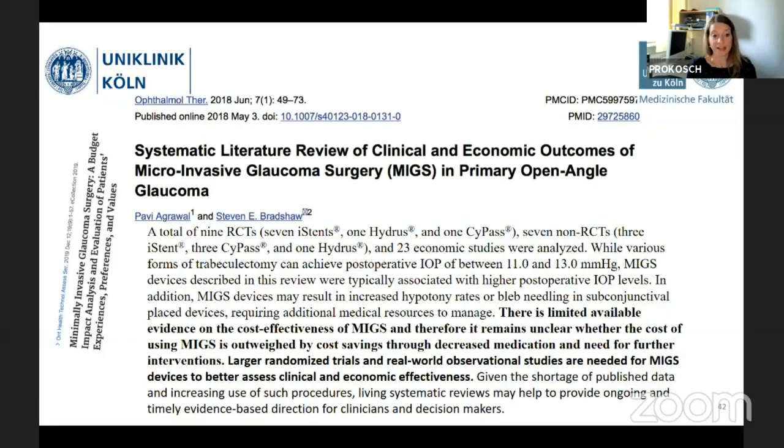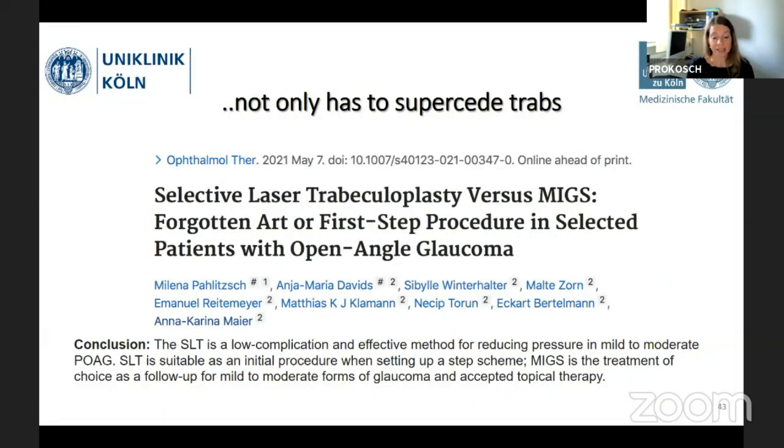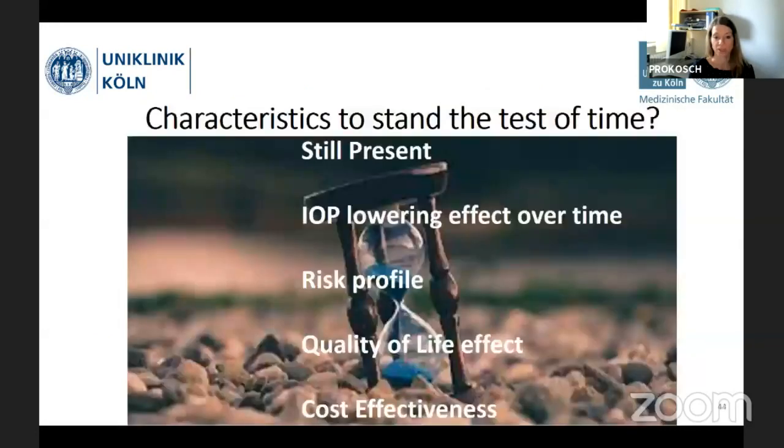So to know whether maybe it will stand the test of time. And on the other hand, we not only have the traps we need to think about. We've got selective laser trabeculoplasty versus MIGS as well. SLT is a low complication procedure as well, an effective method. So the question is whether MIGS provides any further evidence that it's even better as a choice for mild and moderate forms of glaucoma and accepted topical treatment.